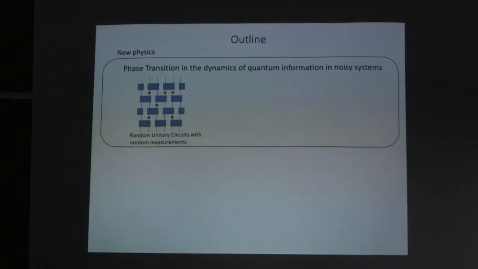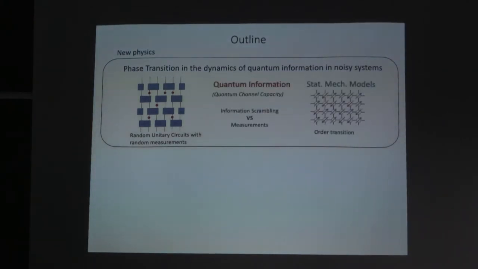I'll talk mostly about new physics that's recently been discovered, namely a phase transition in the dynamics of quantum information that happens in noisy systems. As a toy model, we'll talk about a random unitary circuit interspersed by projective measurements. I'll talk about this phase transition in two different languages. One language is quantum information theory, and the second is statistical mechanics models, showing that this phase transition can be understood from the perspective of an ordering transition in the classical Stat Mech model.